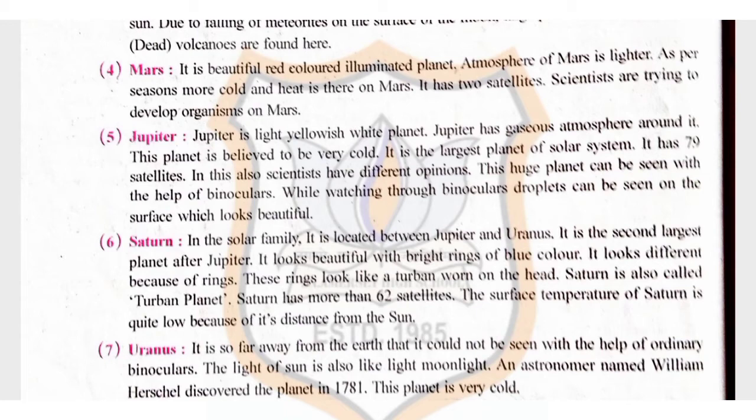Next is Jupiter. Jupiter is a light yellowish white planet. Jupiter has a gaseous atmosphere around it. This planet is believed to be very cold. It is the largest planet of the solar system. It has 79 satellites. In this also scientists have different opinions. This huge planet can be seen with the help of binoculars. While watching through binoculars, droplets can be seen on the surface, which looks beautiful.